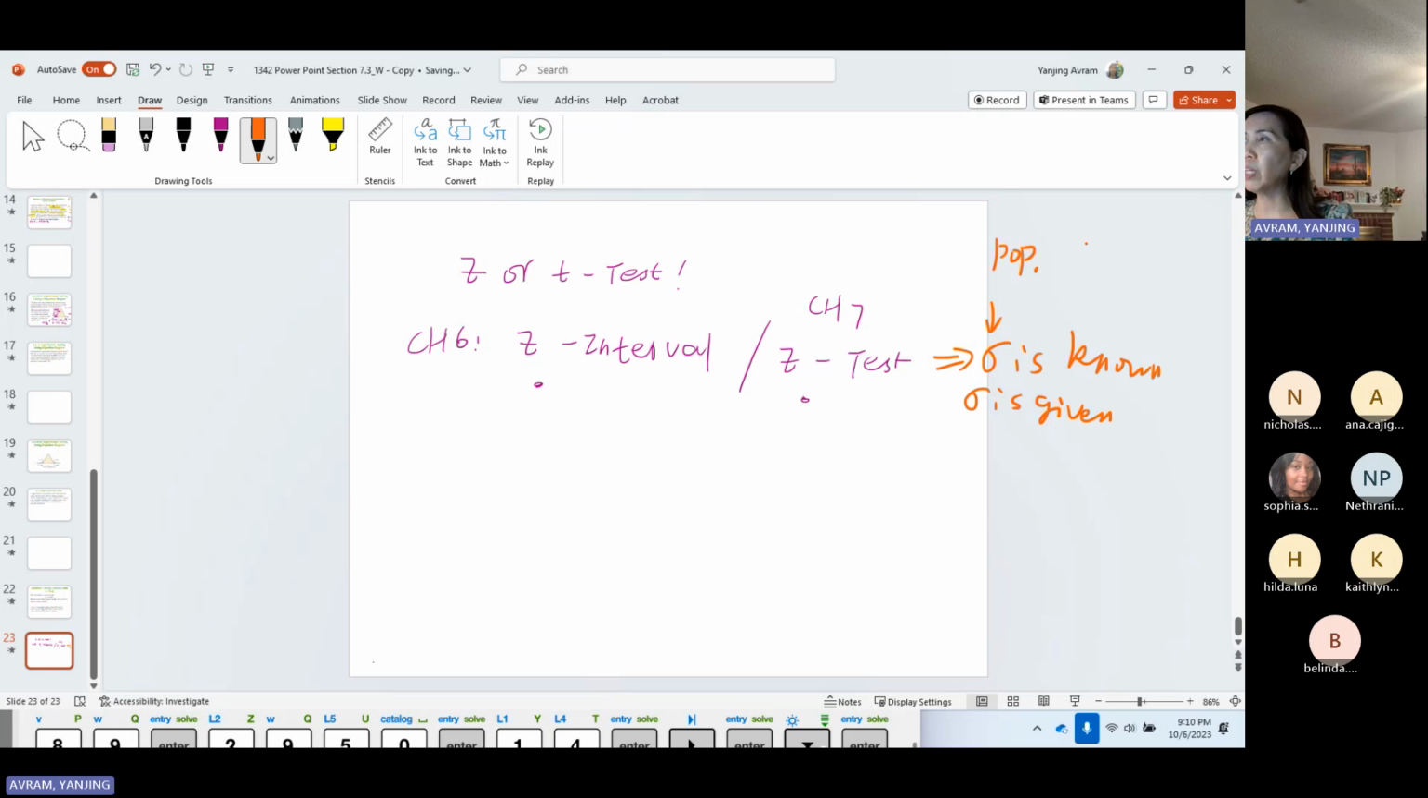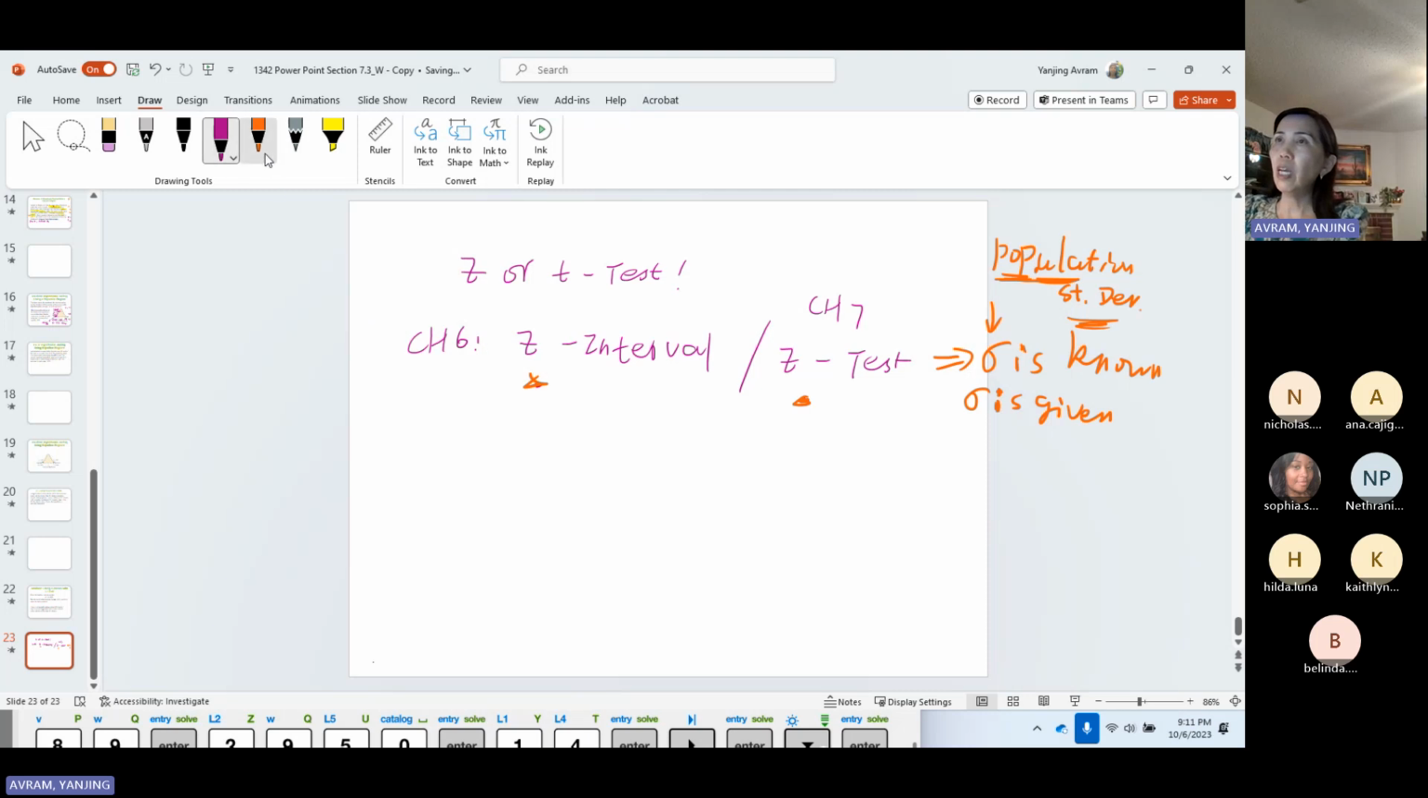Sigma is called the population standard deviation. Sometimes the description will say population standard deviation. Sometimes for a simple question, they don't describe it and the question just gives you sigma. So when you see sigma, or the population standard deviation, that belongs to Z. In chapter 6, you use the Z interval. In chapter 7, you use the Z test.